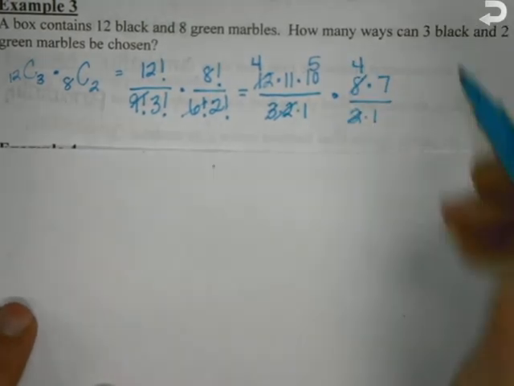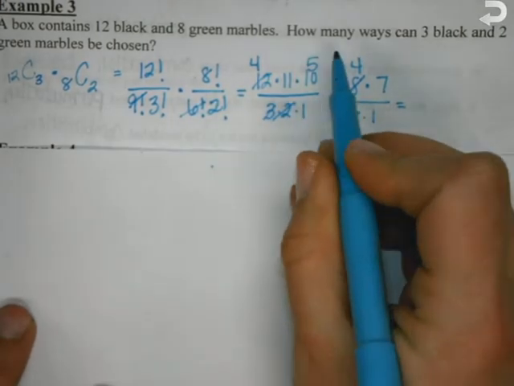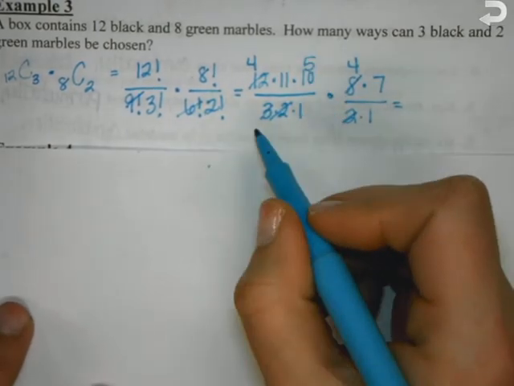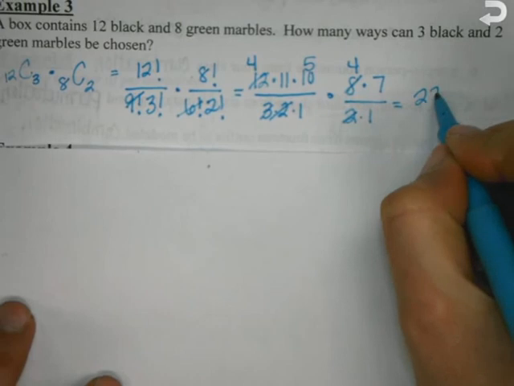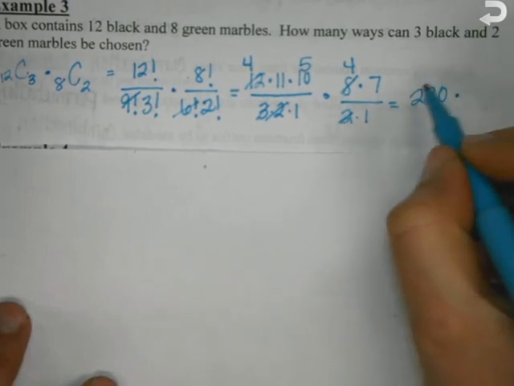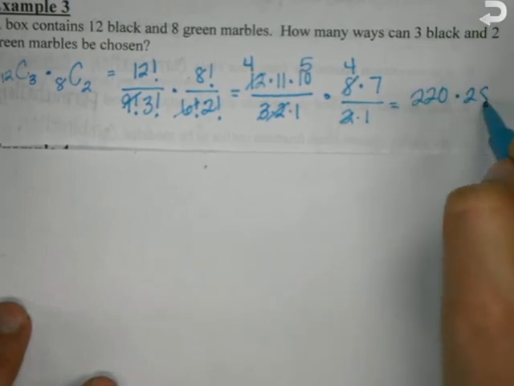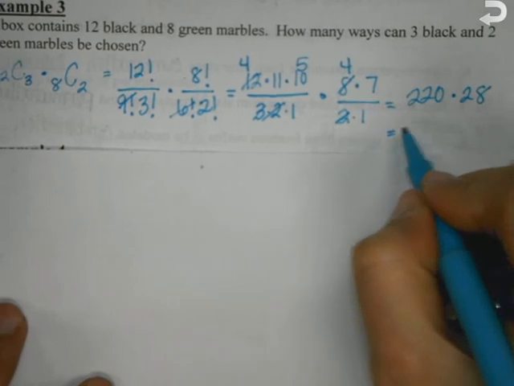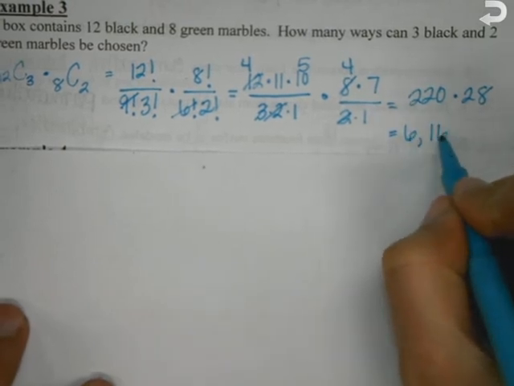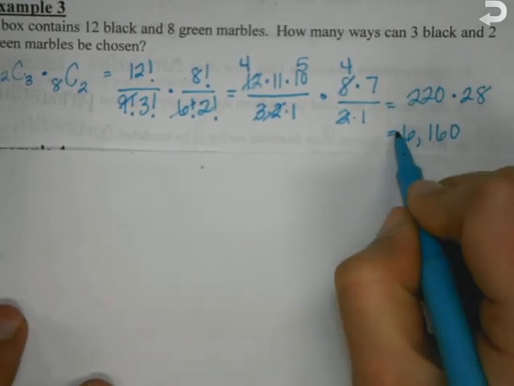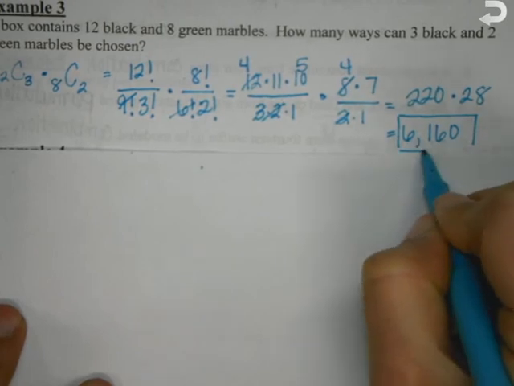220. Times 4 times 7? 28. 6,160. Still okay so far? Okay.